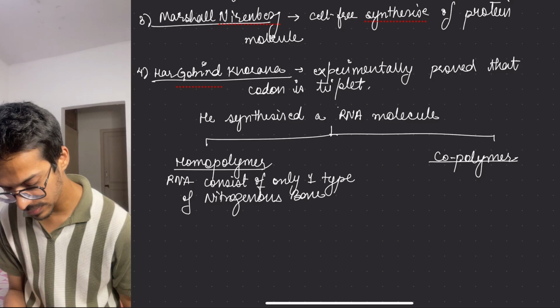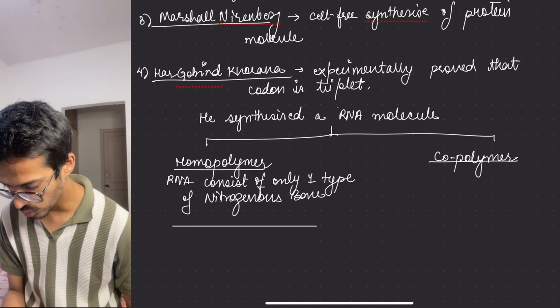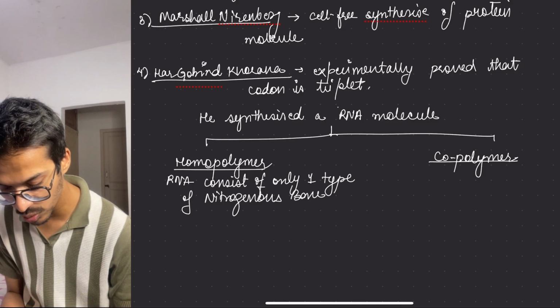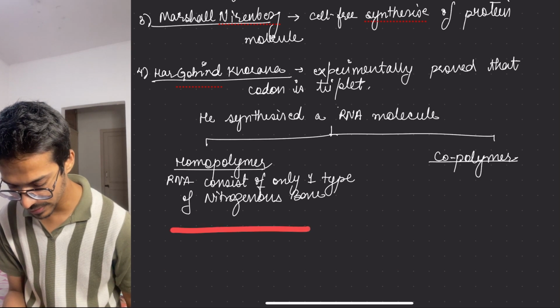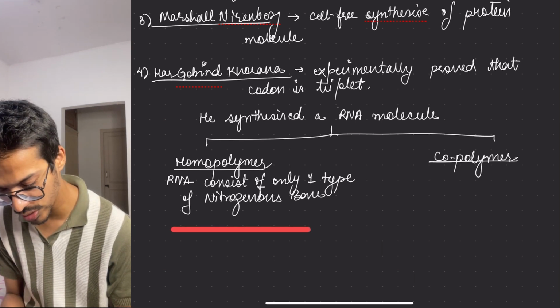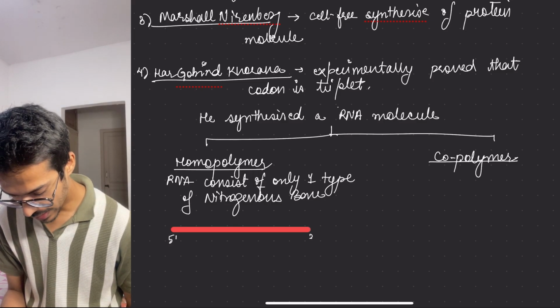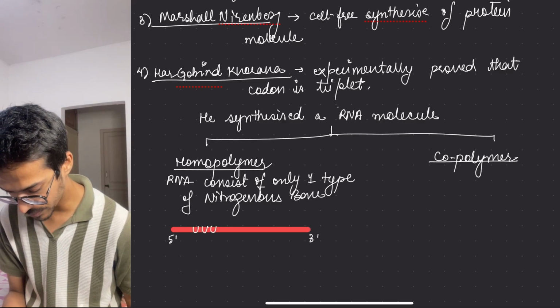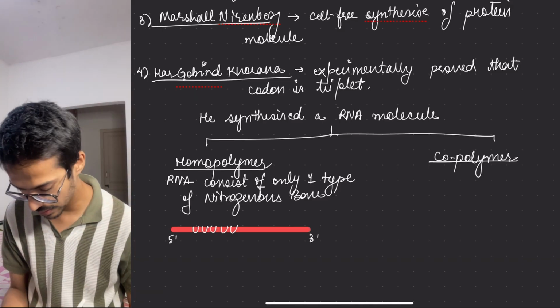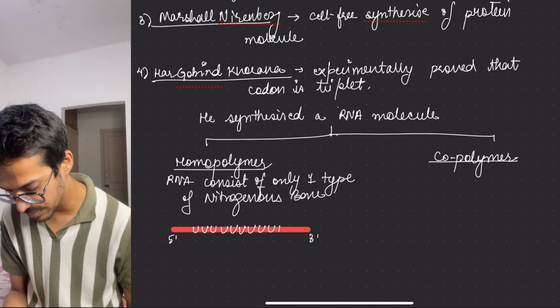Let's take an example. So this is the RNA. Let me make it with red only, so that you will always remember that the red thing is RNA, which we have made in our notes. So this is 5' to 3', and all of this has what? U. Uracil only has been added to it.